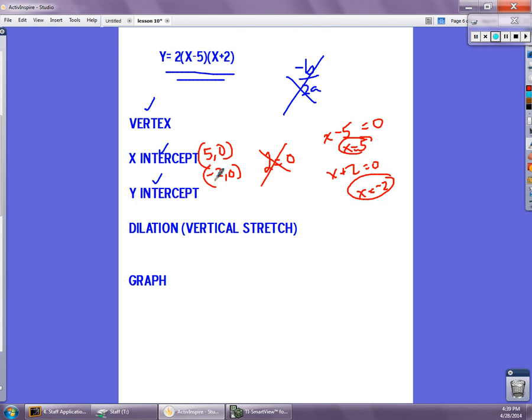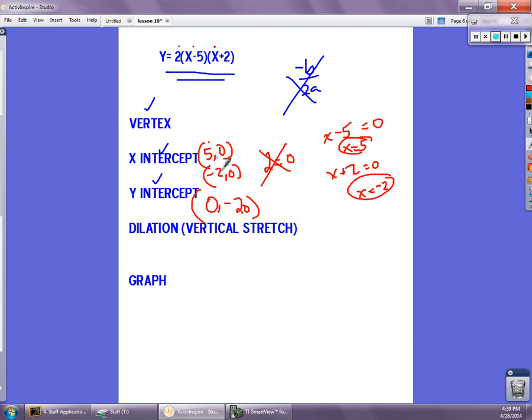So now that you have the x-intercepts, we can solve for the y-intercept, because we talked about if you multiply this times this, all the factors. So negative 2 times positive 5 times 2, that gets you negative 20. The y-intercept is going to be at 0, negative 20.